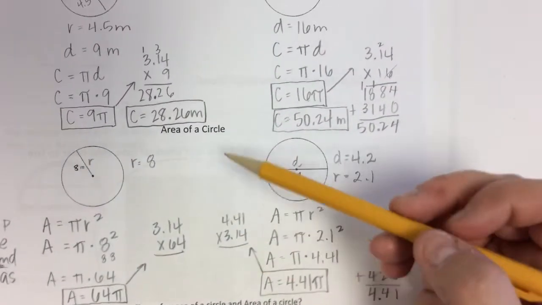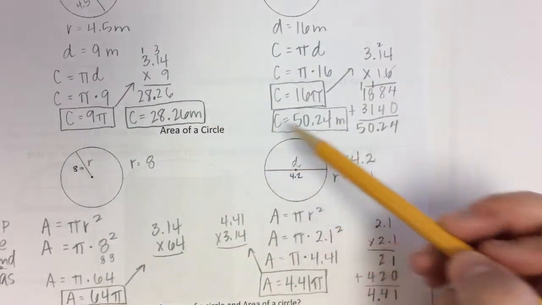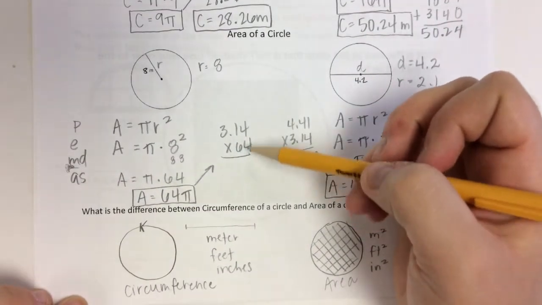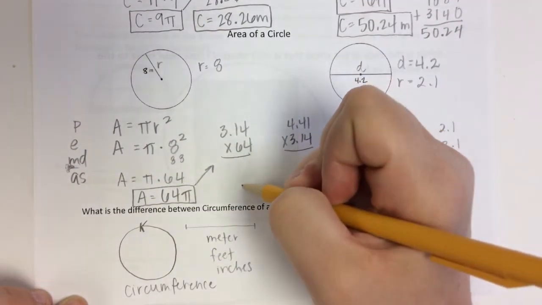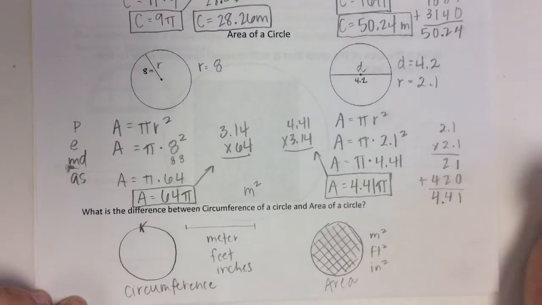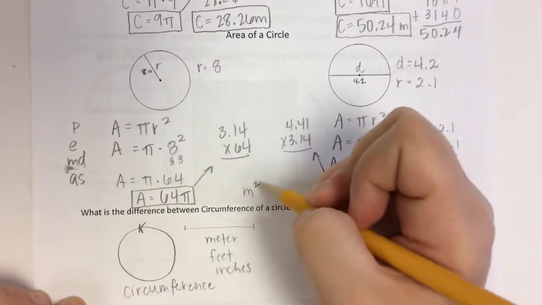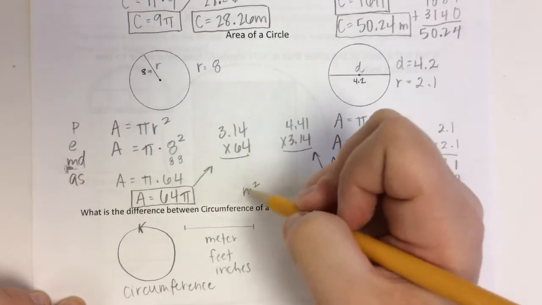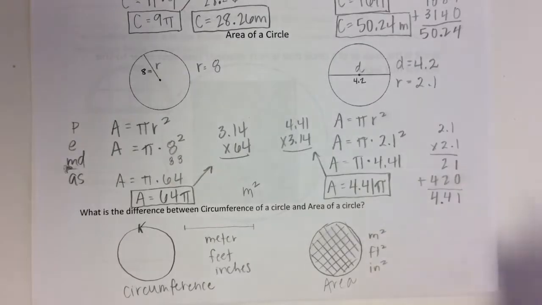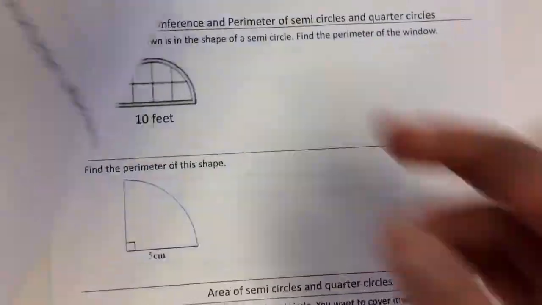So back up here, we had just meters for our units. Down here, if we had actually multiplied these out, your answer would be in meters squared. So you would want to make sure once you multiplied this that meters squared, since it's area, is on your answer.